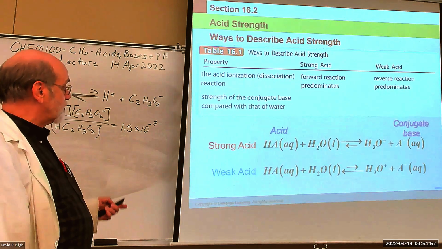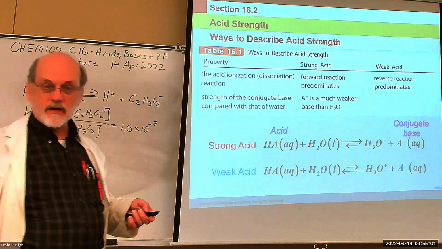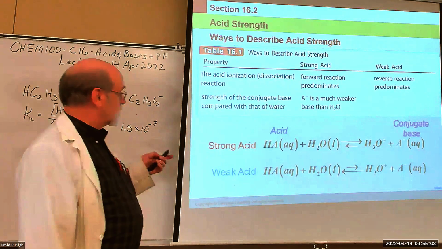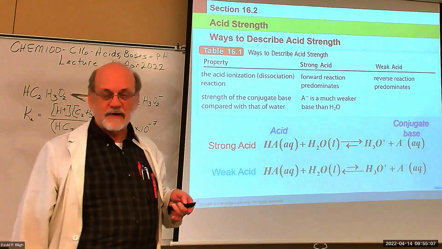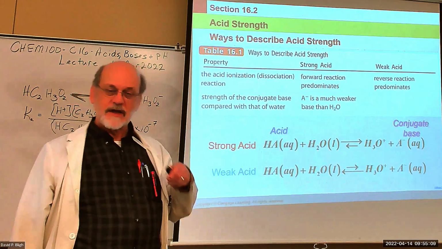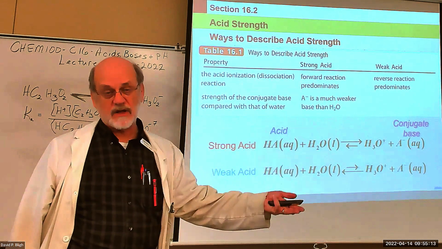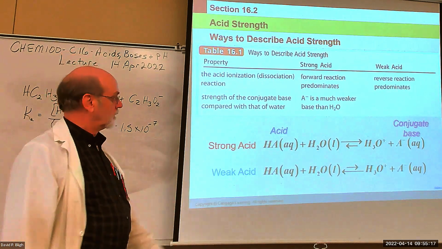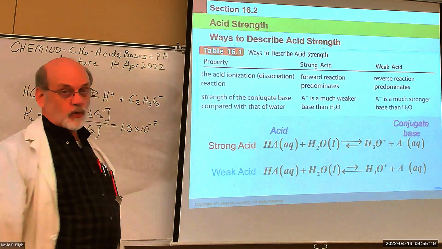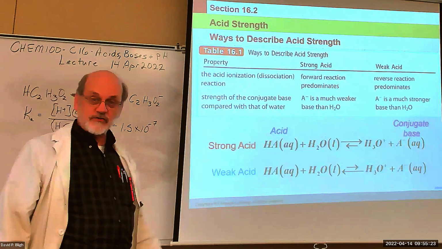The strength of the conjugate base, and we're comparing this to water also, is for strong acids, the conjugate base is very weak. Right? It will not accept hydrogens from either hydronium or from other water molecules, for that matter, because there are lots of them there. But it doesn't want them. Weak acids, on the other hand, produce a strong conjugate base.